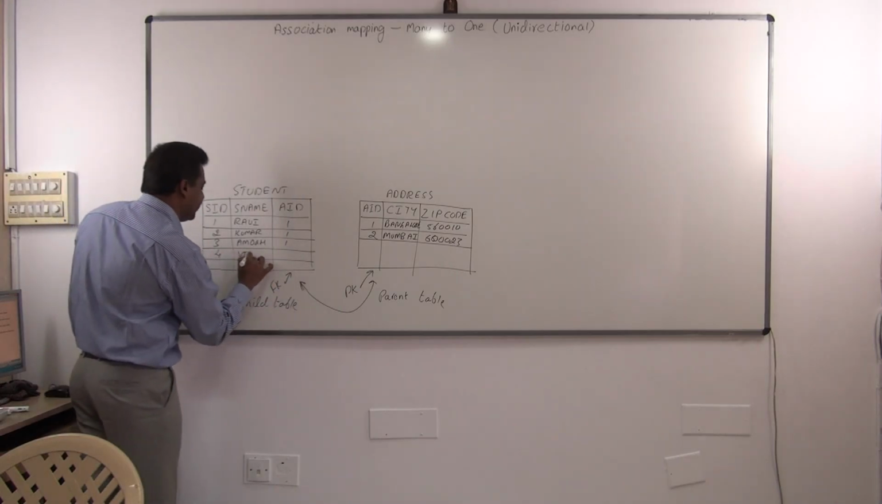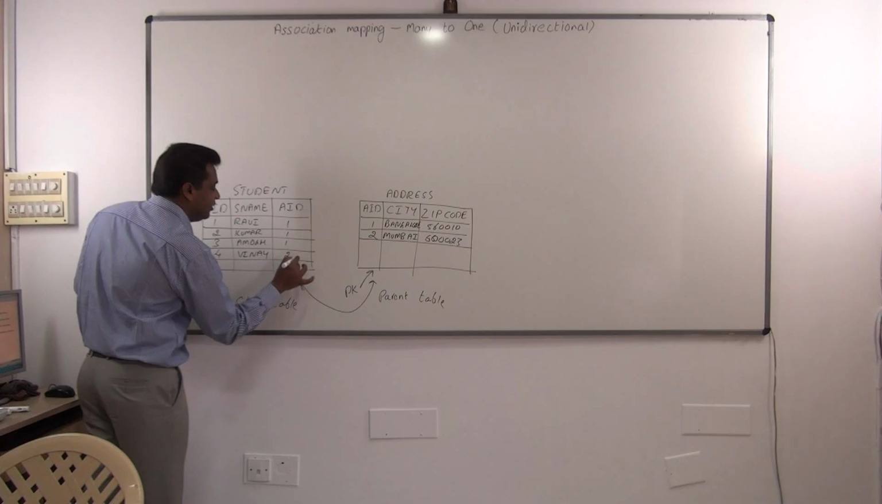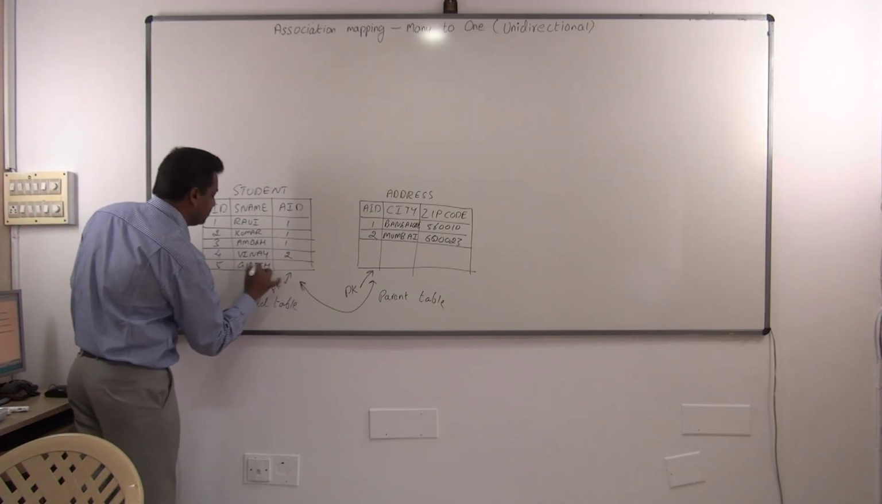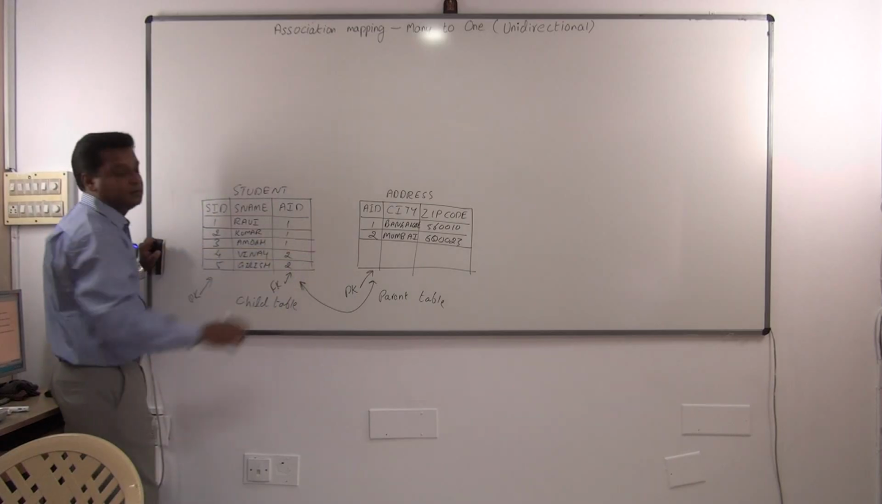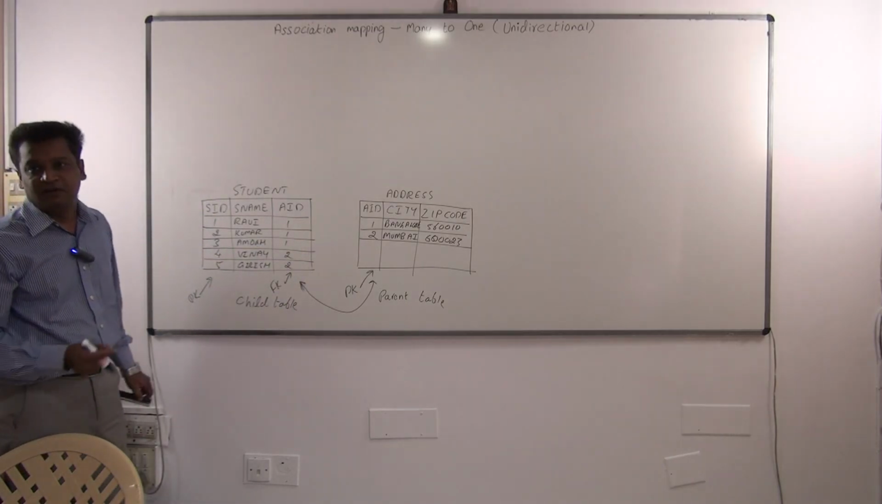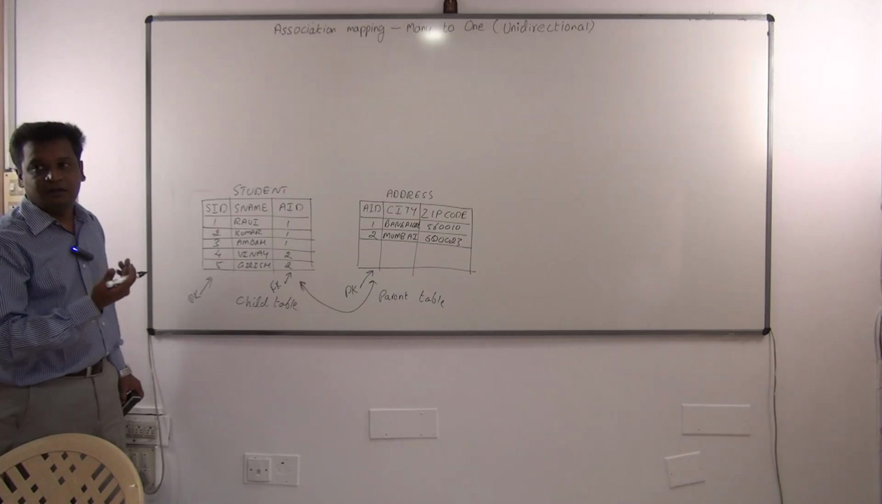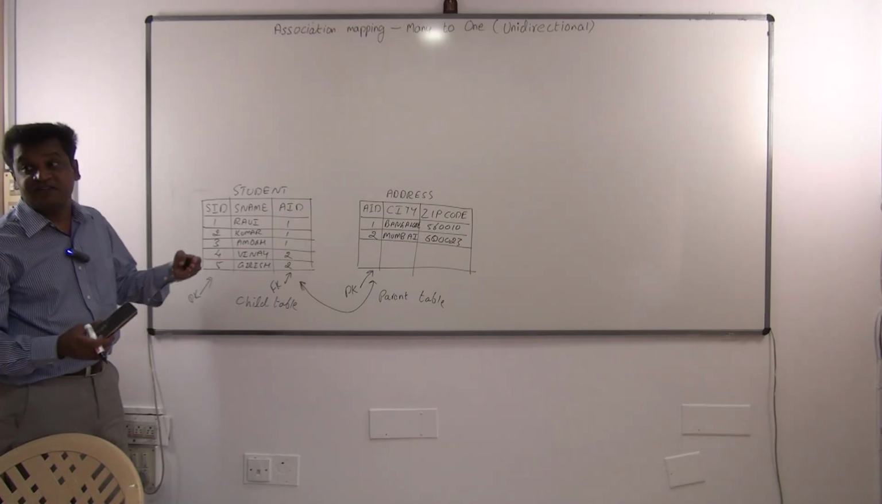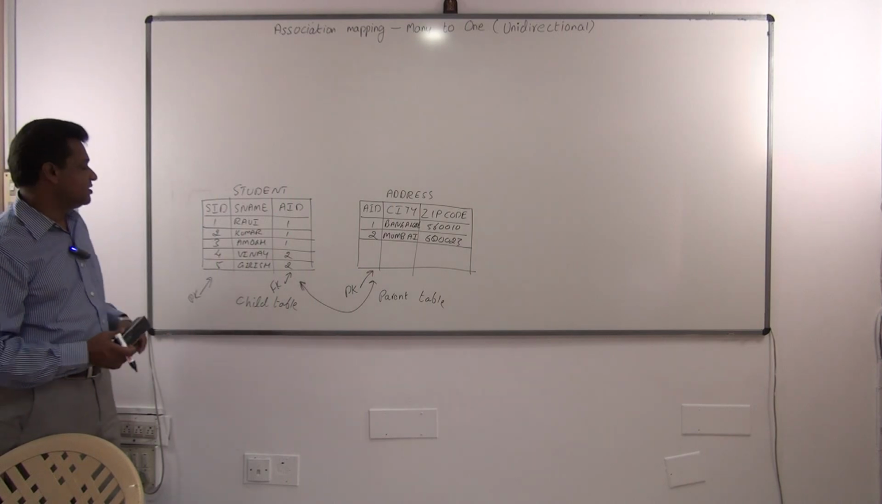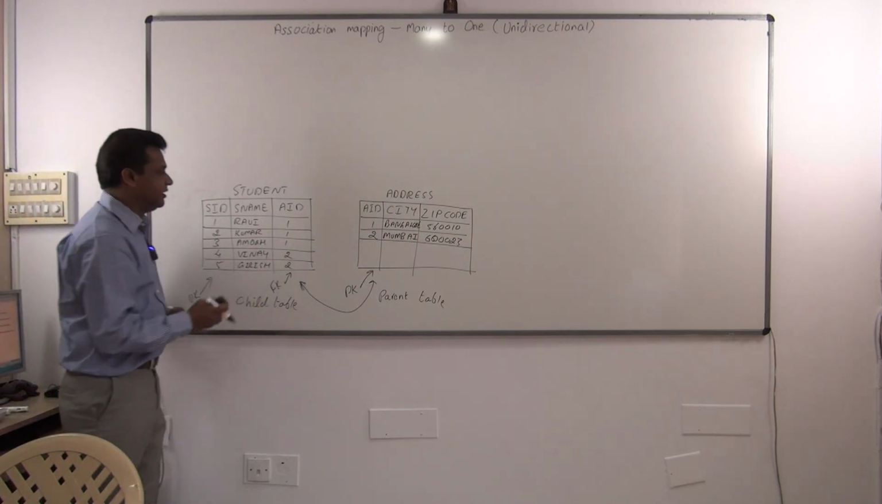4, Vinay. Where is he staying? In Mumbai. One more student, Girish. So where is he staying now? In Mumbai address. So this is the test data. So you're getting a rough idea now. What is the concept I'm talking about now? Many students are staying in one address. So this is how there are 2 tables and they are related now.